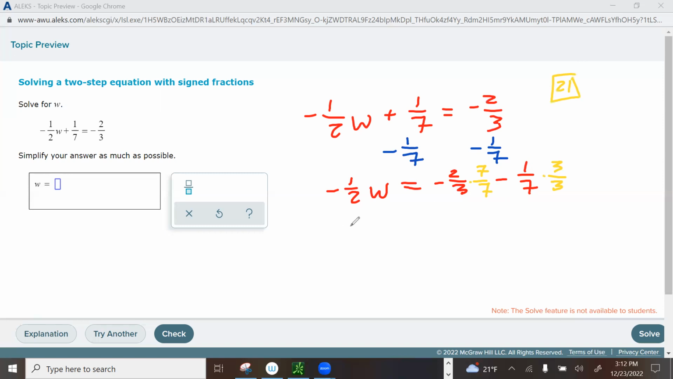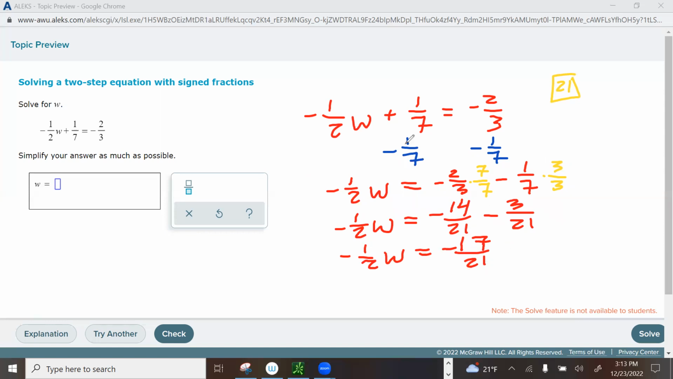And yippee skippy, we're going to have negative 14/21 minus 3/21. And notice I write the entire equation out every time. It makes it easier to keep track of what's going on. All right, so I still haven't done much with the left side. Okay, so these two guys, I combine them, I get negative 17/21. And there we go. Okay, now, so everything over here on the right side is simplified.